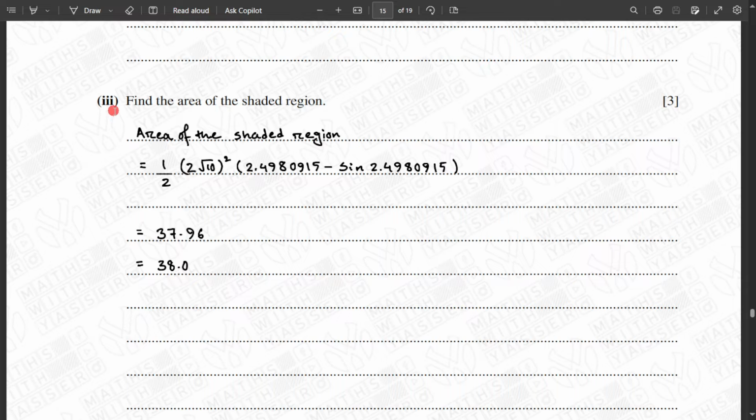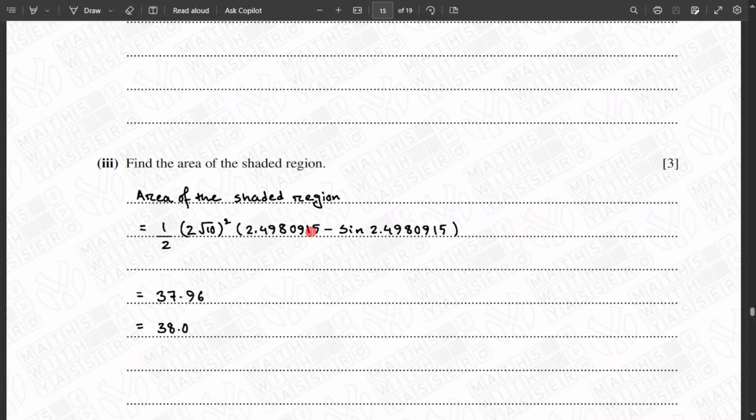In part 3, it says find the area of the shaded region. So the area of the shaded region will be half r squared times theta minus sine theta, because this is the formula that we use when we are asked to find the area of the minor segment, if we have the angle in radians.